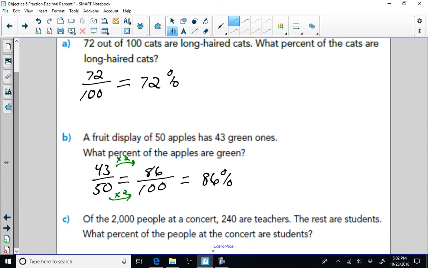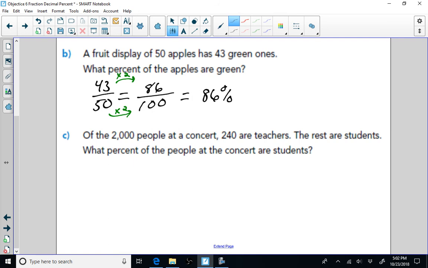Let's look at our next example. Of the 2,000 people at a concert, 240 are teachers. The rest are students. What percent of the people at the concert are students? Well, the first thing we have to do is find out how many people at the concert are students. So if we had 2,000 people at the concert and 240 of them are teachers, we would subtract those two numbers to find how many students were at the concert.